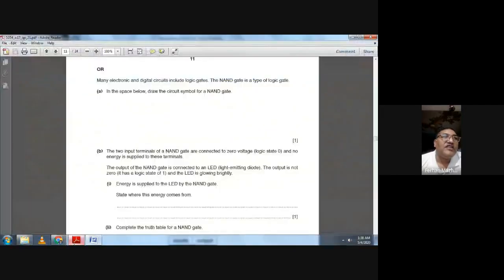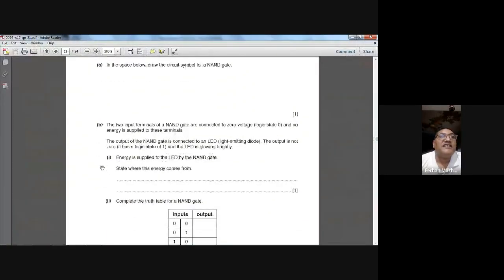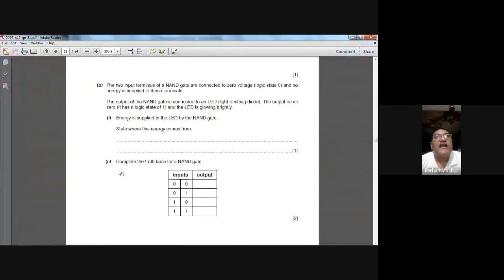Okay, so dear students, we are moving to the next part. It says: energy supplied to the LED. The two input terminals of a NAND gate are connected to zero voltage, logic state 0, and no energy is supplied to these terminals. The output of the NAND gate is connected to an LED, a light emitting diode. The output is not zero, it has logic state 1, and the LED is glowing brightly.